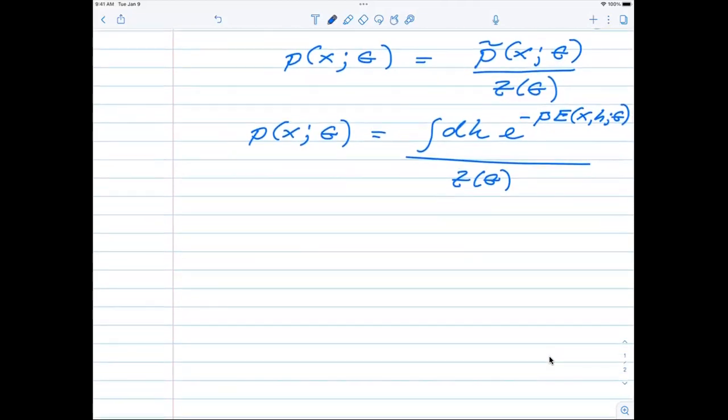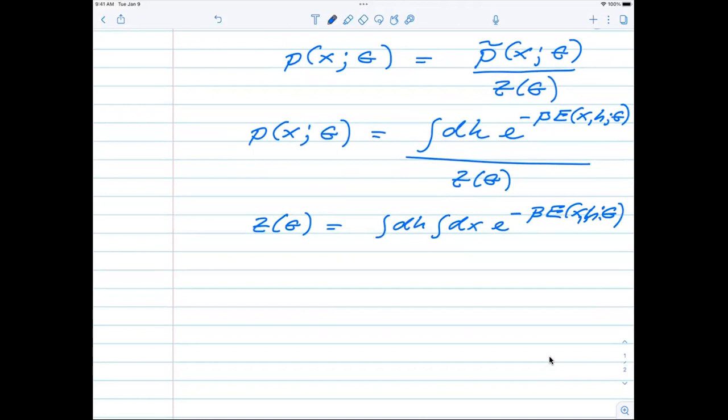So the partition function then is defined as the integral over dh and the integral over dx of e to the minus beta E of x, h and theta. And this is a function which now depends only on the unknown parameters theta, which are the parameters we want to use in the optimization.